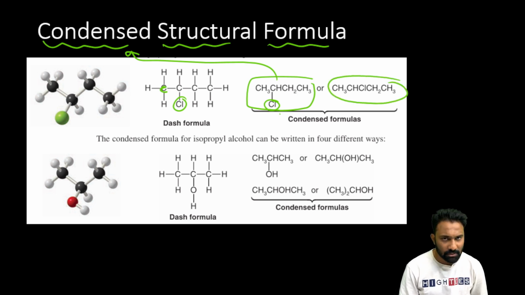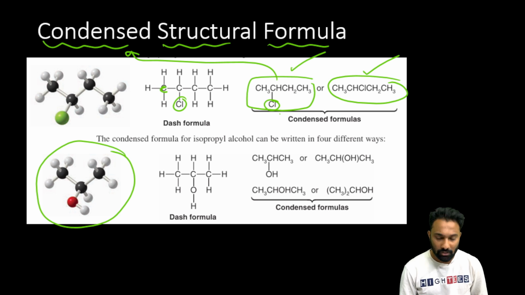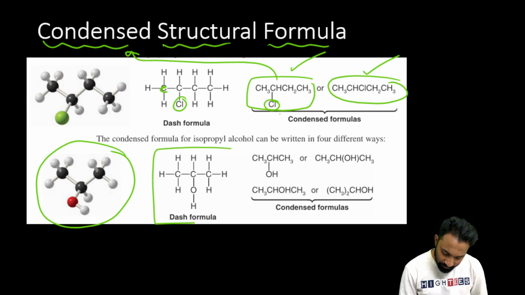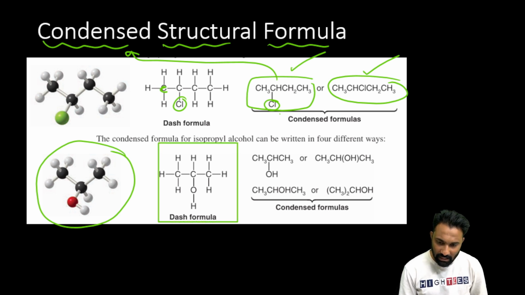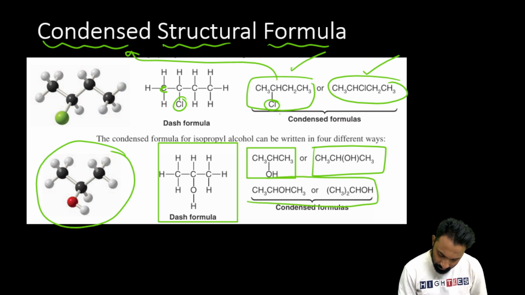We can represent it in this manner also. This is also correct. Now you can see this is isopropyl alcohol. In this isopropyl alcohol, this is a dashed line formula. Now with the help of this dashed line formula, here we have the condensed form. In this manner also we can represent it. Clear? This is also correct. Done.